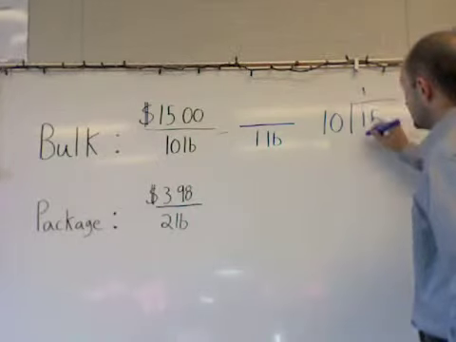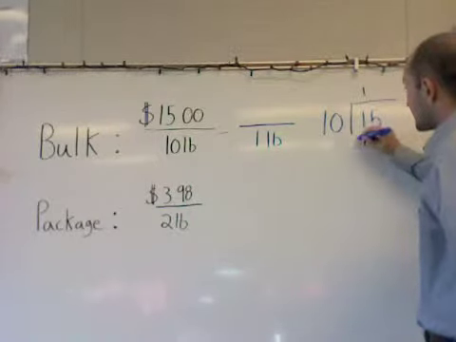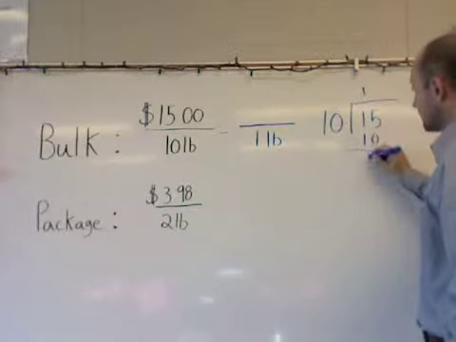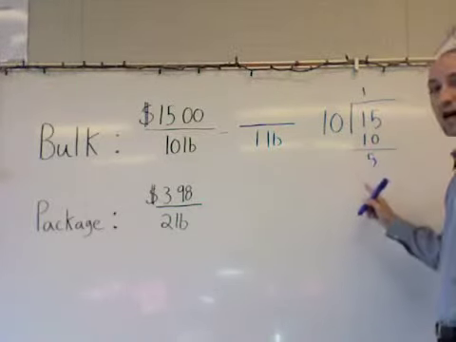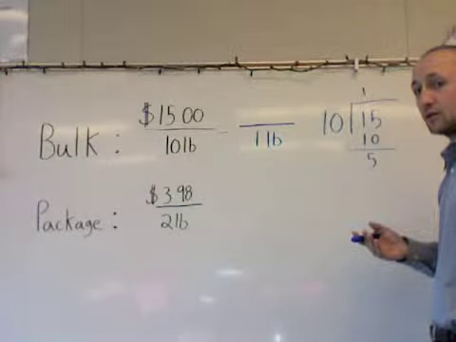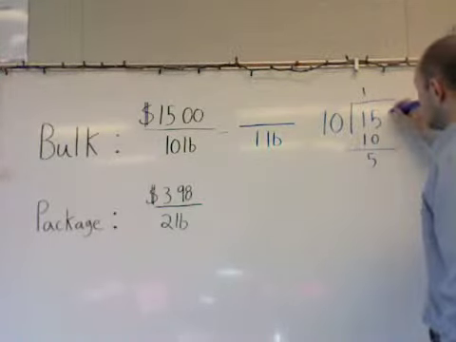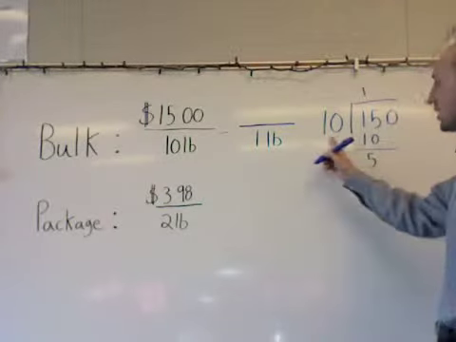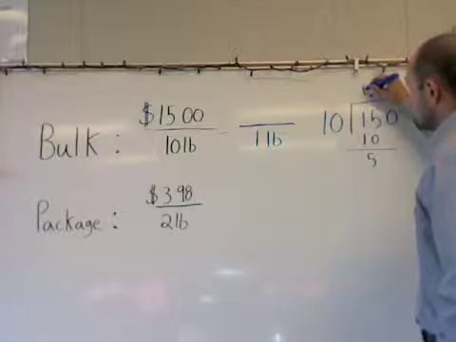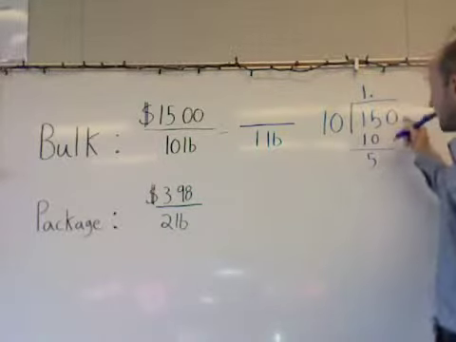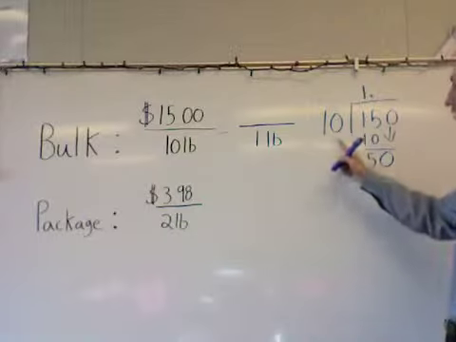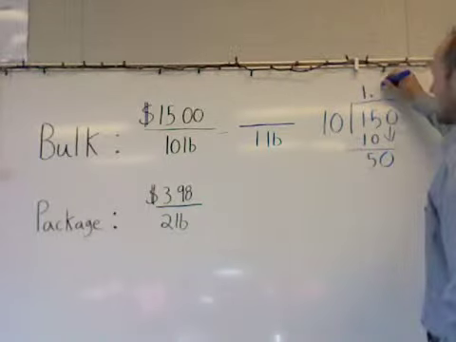Put my 1 up here. I'm going to subtract 10 out. 10 from 15 gives me 5. 10 does not go into 5, so what I want to do is add a 0. But since 10 won't go into 5, remember, I want to put a decimal in. So my answer is going to be 1 point something. Let's bring down that 0 that we put in here before. 10 will go into 50 5 times.